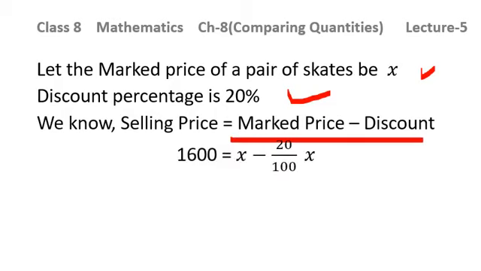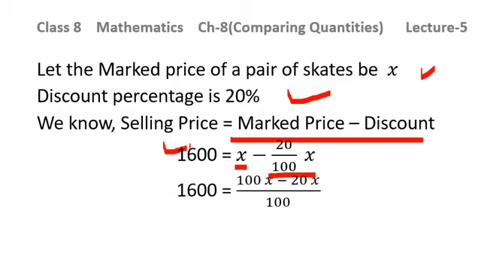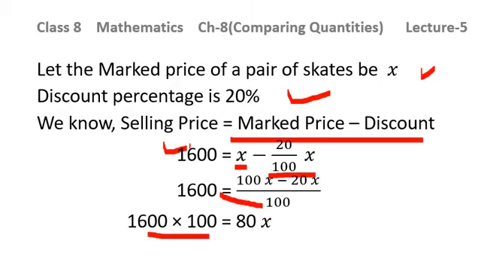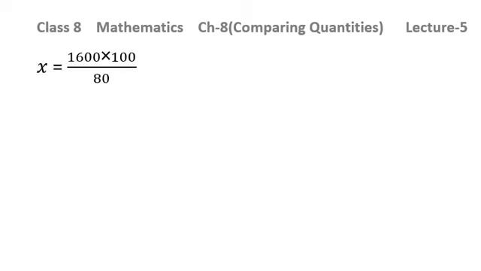We know selling price is given by marked price minus discount. Putting the values here, selling price is 1600, marked price we have taken X, discount is given to you in percentage, so it will be 20% of X, that is 20 over 100 into X, because percentage is a special fraction in which denominator is always 100. So after taking the LCM this side, it will be (100x minus 20x) over 100. This 100 will be shifted here and multiplied by this. So it will be 1600 into 100 is equal to 80x.